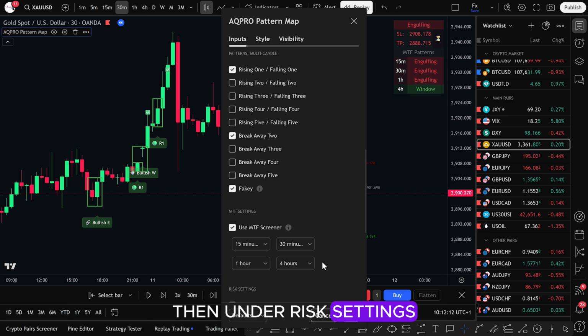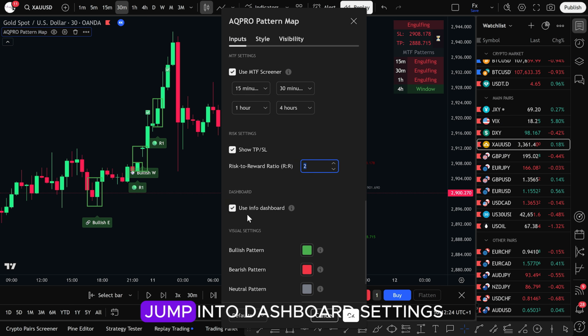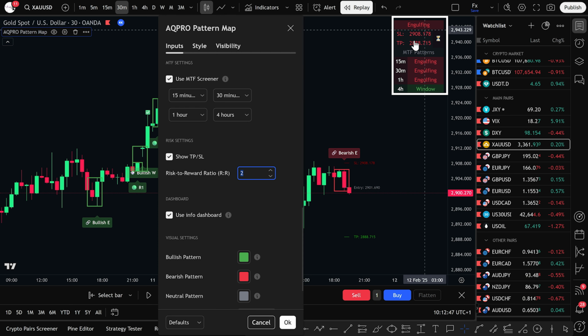Then, under risk settings, enable take profit and stop loss visualization. Adjust the risk-to-reward ratio to match your style. Jump into dashboard settings. Make sure it's enabled. It'll show the latest pattern with take profit, stop loss, and trade status right at the top corner.